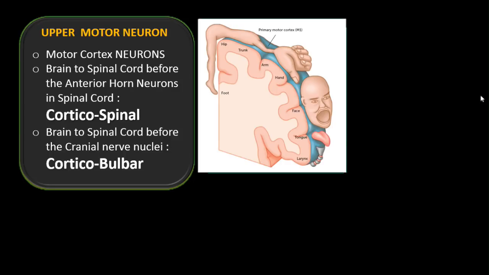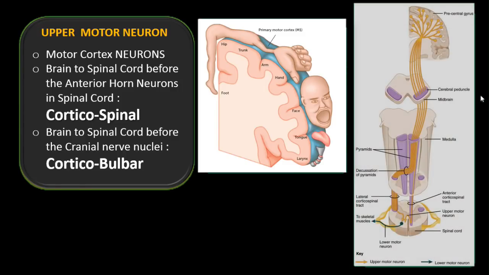This upper motor neuron is the origin of the descending neural fiber tracts that go down to end in the spinal cord. It's called the corticospinal tract, or it can also end in the motor neurons of the brainstem, the cranial nerve nuclei, and we call that tract the corticobulbar tract.